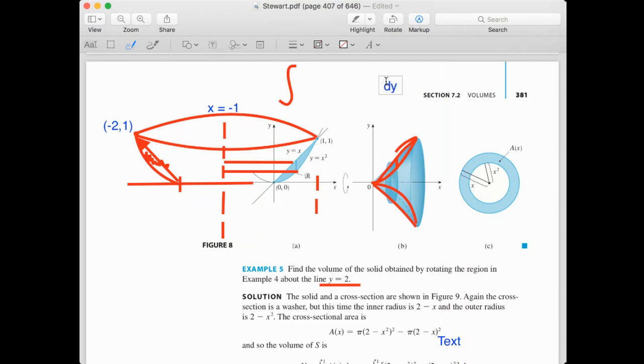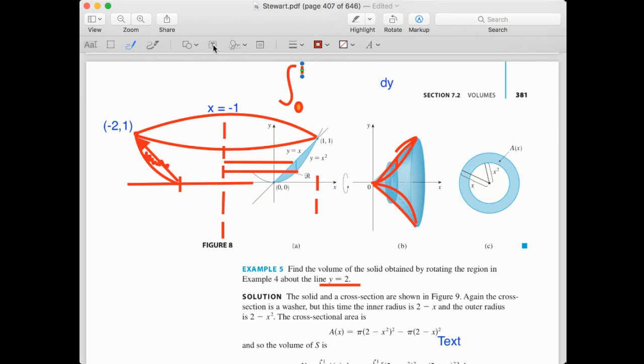So dy. We need to figure out the lower limit and the upper limit. Again, we can set those equal to each other. From previously, we already know it's from 0 to 1. If you have a problem seeing that, you can convince yourself. Set 0 to 1.